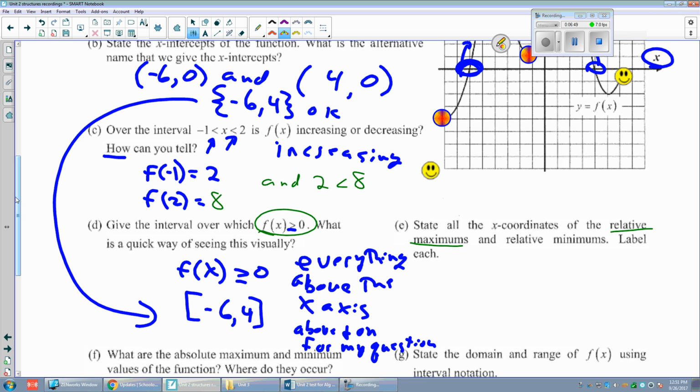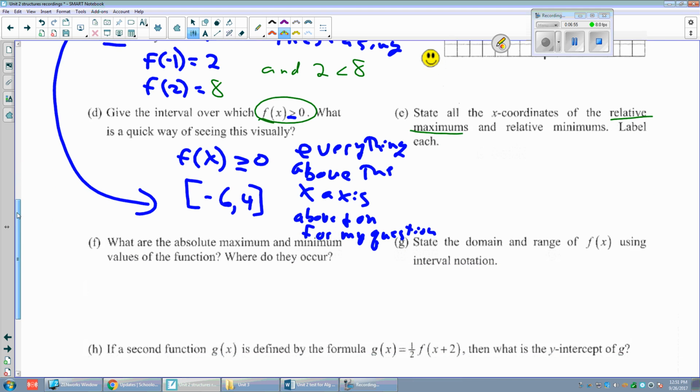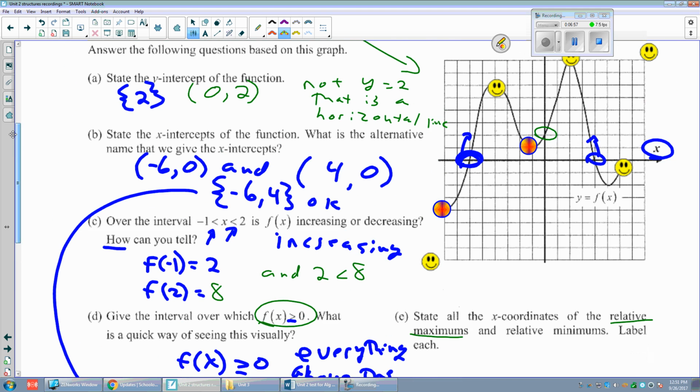Relative maximums, the high points. Relative minimums, the low points. Label them. Okay. Let's label this as a min, max, max, max. Just relatively.